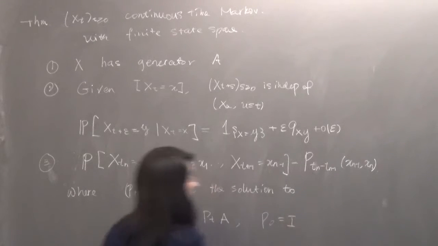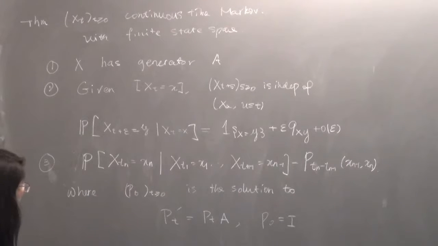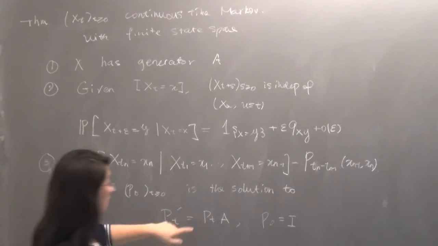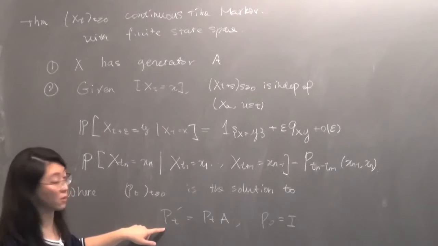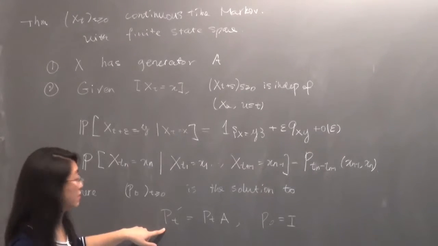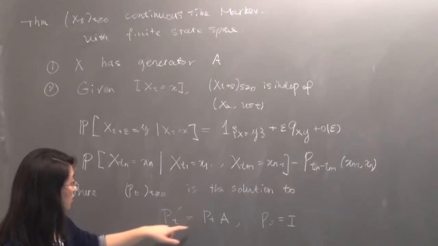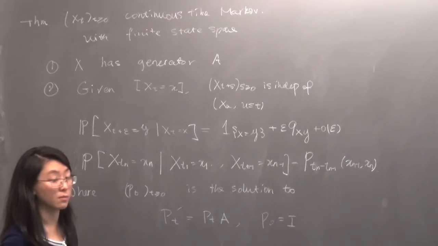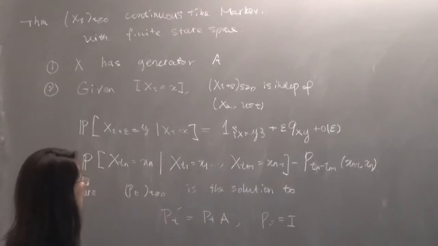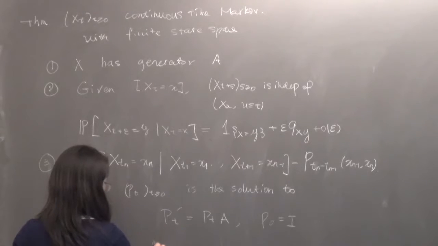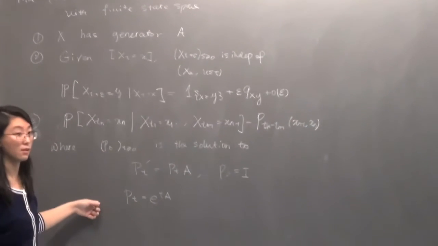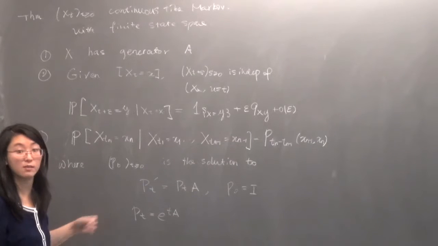Okay, so before we prove this theorem, this theorem means that these three statements are equivalent. If X has generator A, then we can show that the semigroup P_t is the solution to this forward equation. And by the previous lemma, we know that the solution to this forward equation is unique, and it equals e to the power tA. So this theorem tells us that if the continuous time Markov chain has generator A, in fact we can obtain that P_t equals e to the power tA. So our intuition is true, at least when the state space is finite.